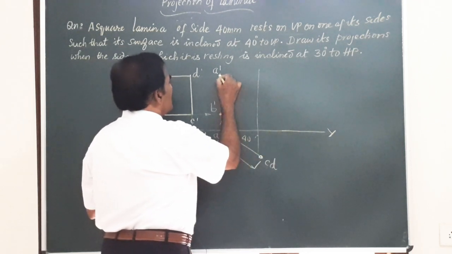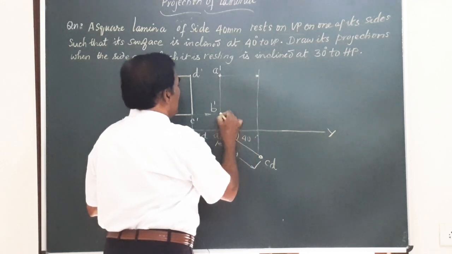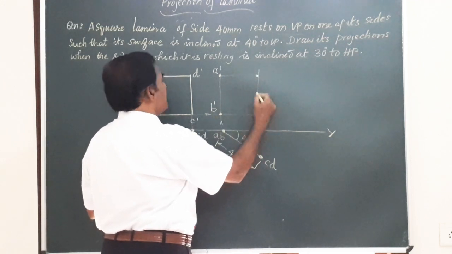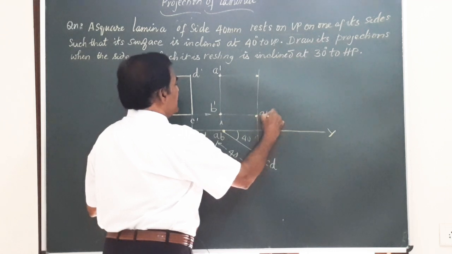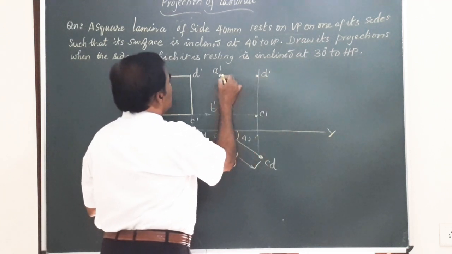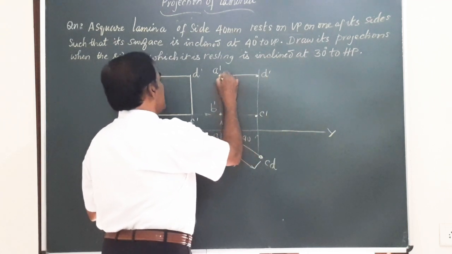So here you will have this D and this you will have C. So this is AB, C dash, D dash. Let me join all these by dark lines.